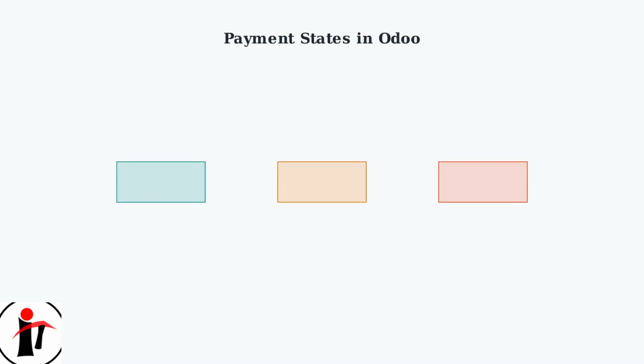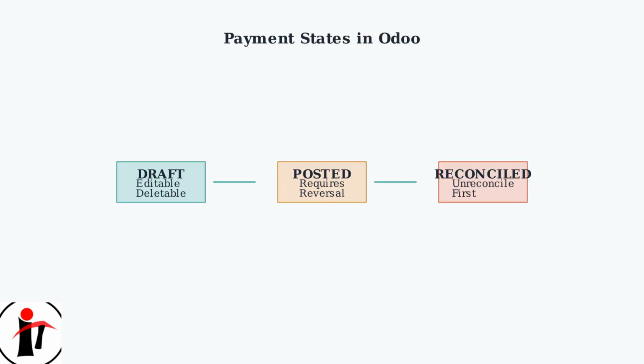In Odoo accounting, understanding payment states is crucial for proper correction procedures. Payments progress through three distinct states, each requiring different correction approaches. Draft payments can be directly canceled without any complex procedures.